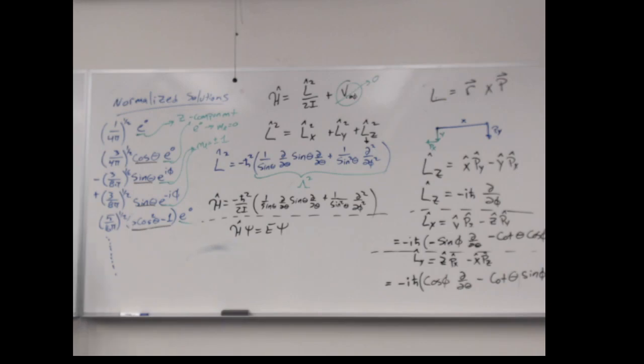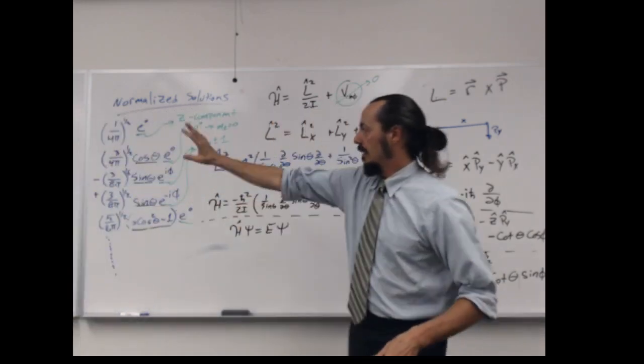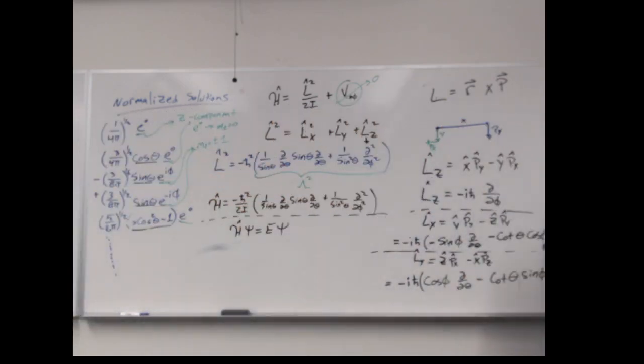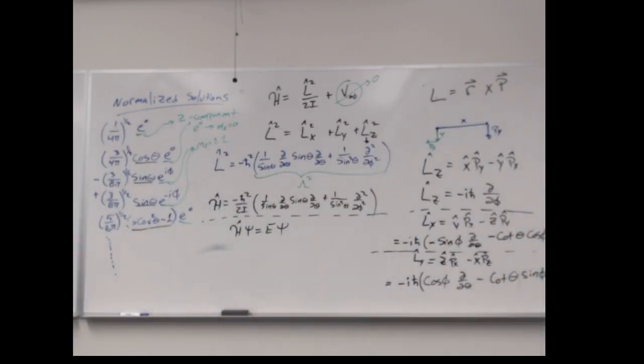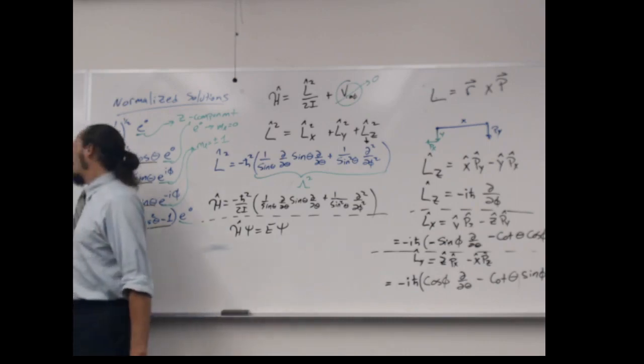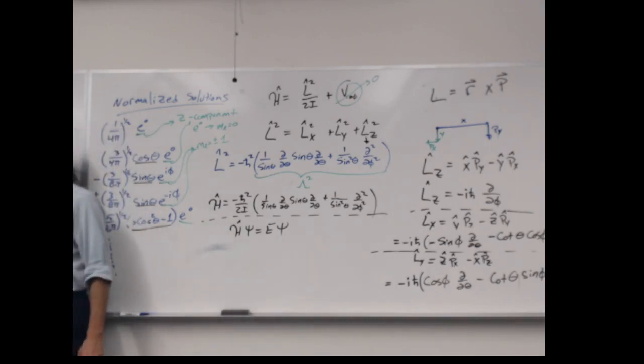M sub L now becomes restricted. I'll show the other board in just a moment. When we did the particle in a ring, M sub L could go on forever. When we're doing the rigid rotor, M sub L is limited by our L value.